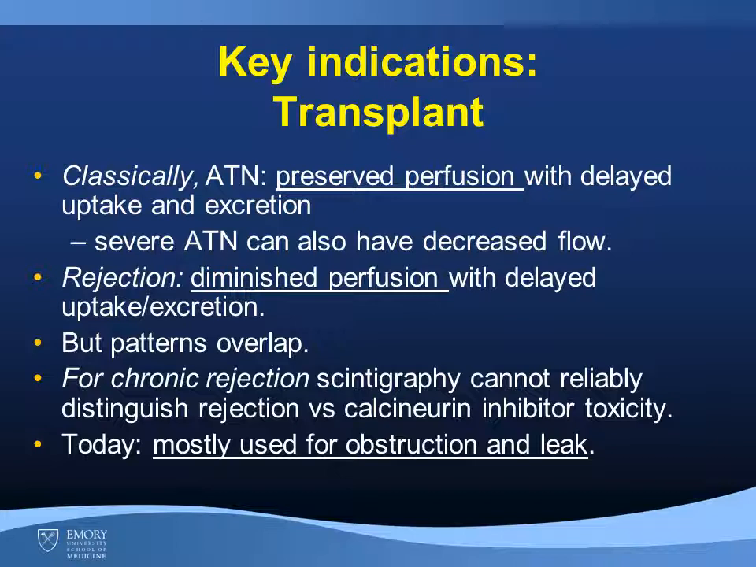So just remember preserved perfusion versus diminished perfusion. Preserved perfusion indicates ATN, diminished perfusion indicates rejection. Today, this study is mostly used looking for obstruction and leak.